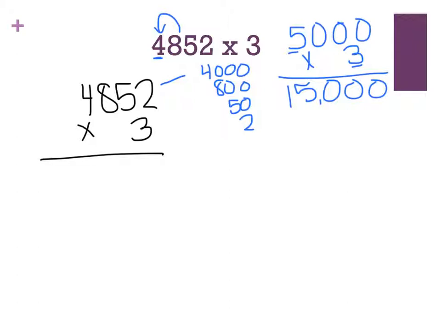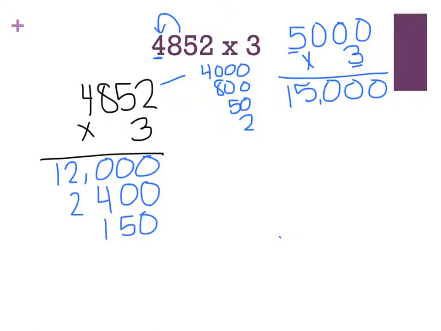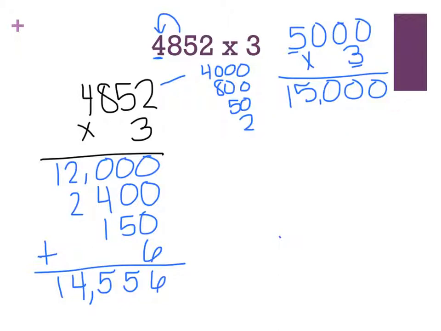3 times 4 thousands is 12 thousands. 3 times 8 hundreds. 3 times 8 is 24, so that's 24 hundreds, or 2,400. 3 times 5 tens, or 50, is 15, with the 10 makes it 150. And 3 times 2 is 6. I add my partial products, 6, 5, 5, 4, 1, and get an answer of 14,556. I see my estimate is higher than my exact answer, but they're close together. The number I multiplied with for my estimate is also higher than the number I multiplied by for the exact answer, making my answer reasonable.